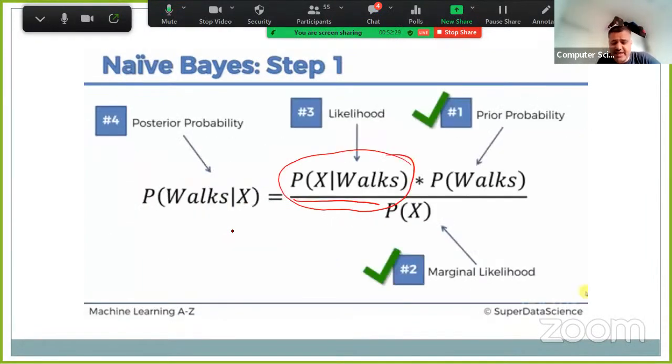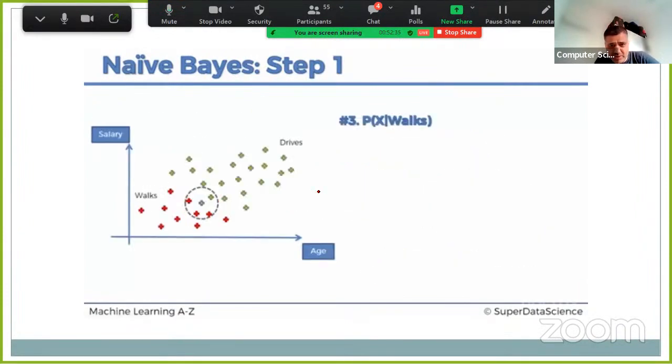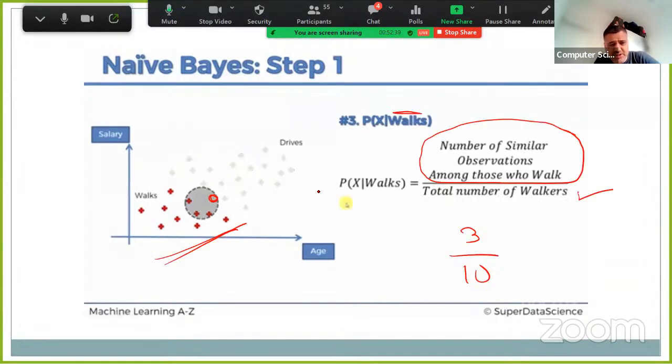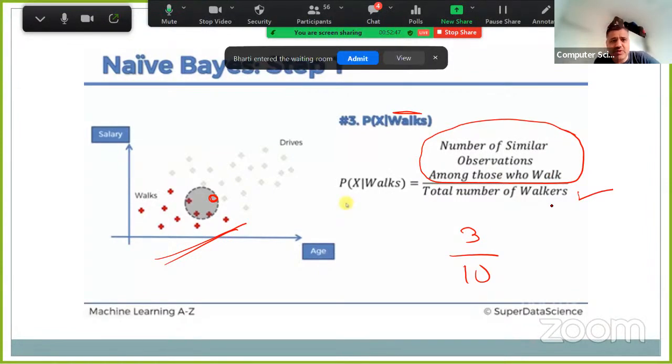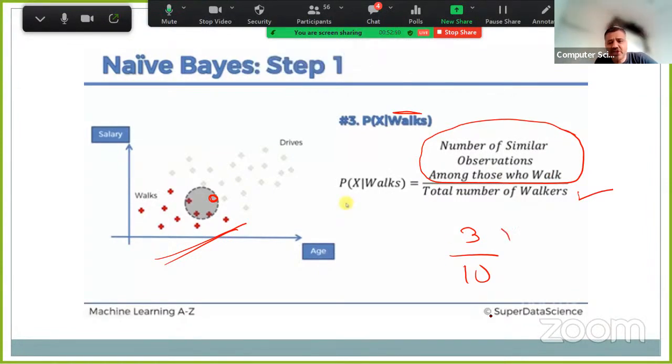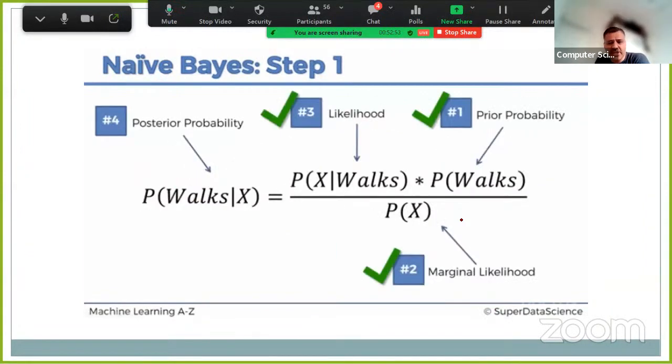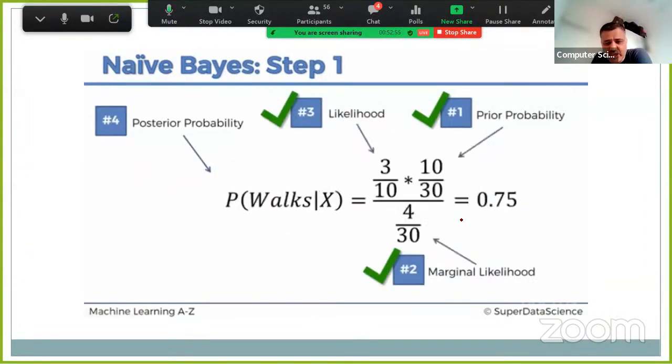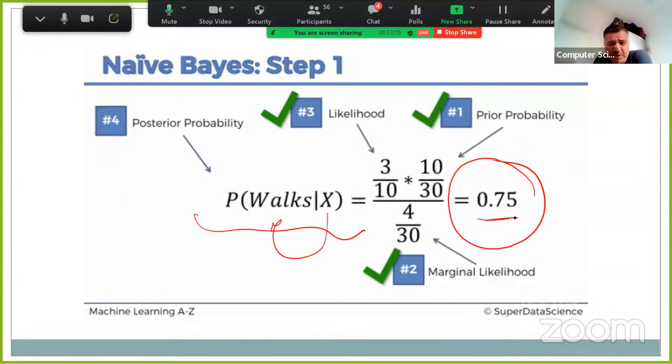Then in the next case I have to check walkers, but focused again on X. So I have to consider only walkers, so I will remove all the drivers. There are only walkers. Then I consider walkers which are similar observations, those who walk, divided by total number of walkers. So that number will be 3/10. Now I have all the numbers. I will put all these numbers into the equation and I will get 0.75 as the value. So here I got the probability कि X walk करके आ रहा है, तो इसकी कितनी probability है?